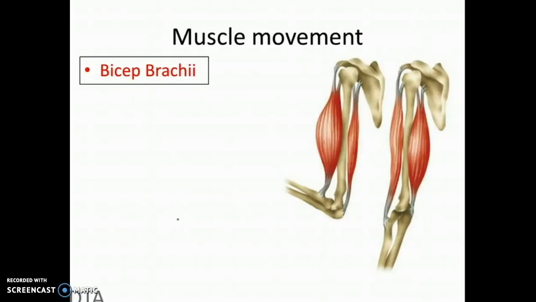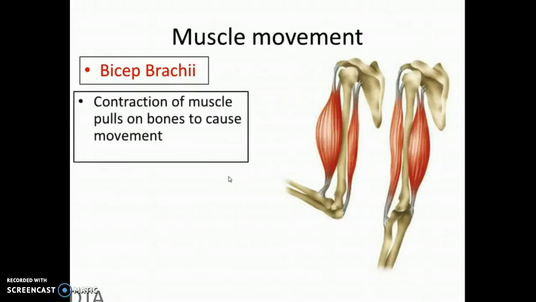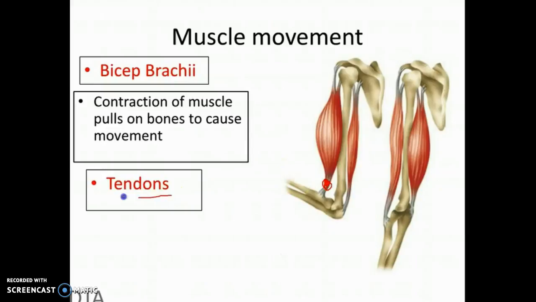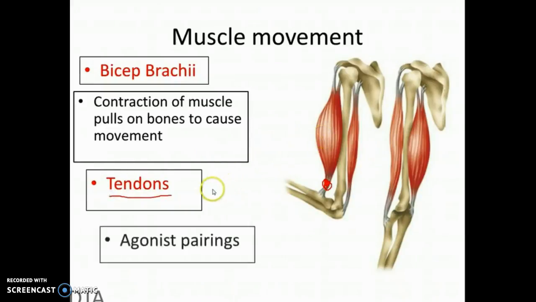In this situation we identify the biceps brachii, which is this muscle here, and the contraction of that muscle pulls on the bones to cause the movement to happen. Very straightforward, and I'm sure you've understood this from your previous sessions. The other thing to identify in our answers is that tendons are the attachment between the muscles and the bones. Remember that, and we will move on.